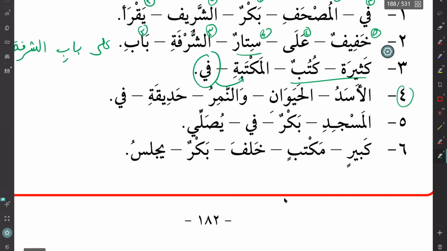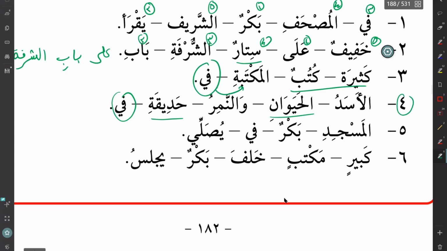Number four, you can still make it. I'll just give you some clue. You can start from saying fi, then you have idafa for haqibatil hayawan. Remember this means zoo. Haqibatil hayawan is zoo. So in the zoo, we have what? Then you can just say al asadu wan namiru. In this case, you can say both ways. You can bring al asad wan namir fi haqibatil hayawan. Both of them would be fine.